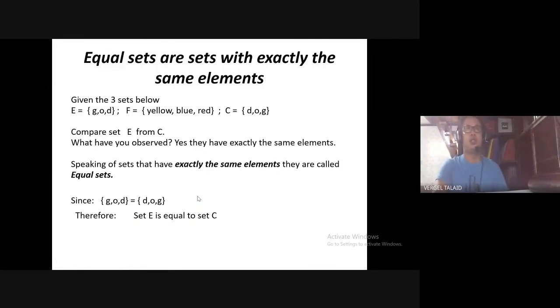Now, equal sets. From the word equal, they have exactly the same elements. For example, E, F, C. Asa man diri ang naipariha og element? So, E and C, yes, very good. E and C have the same elements. God or Dog, they are the same. So therefore, they are equal, exactly the same elements. So set E is equal to set C because they have the same elements, God and Dog.